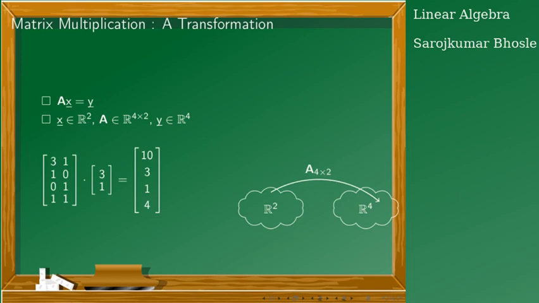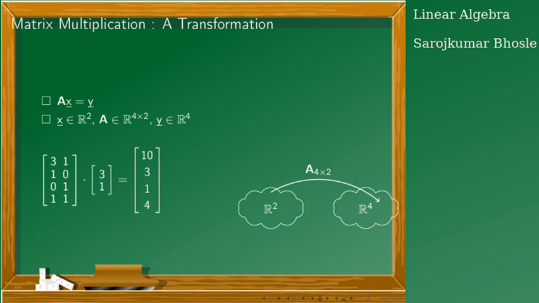So we can view a matrix A as something that takes a two-dimensional vector and converts that vector into a four-dimensional vector. So in this way, what A does is, A is a transformation. So A is transforming a two-dimensional vector into a four-dimensional vector. So this is what we can view matrix A as. So matrix is basically an operator. So it takes a vector from one set and converts that vector into another set.